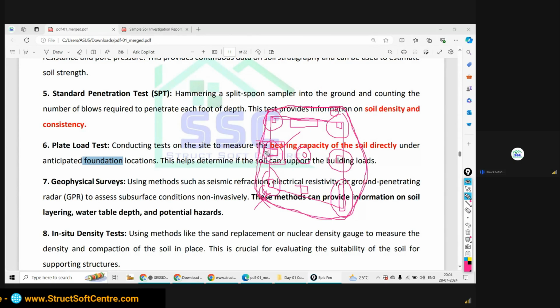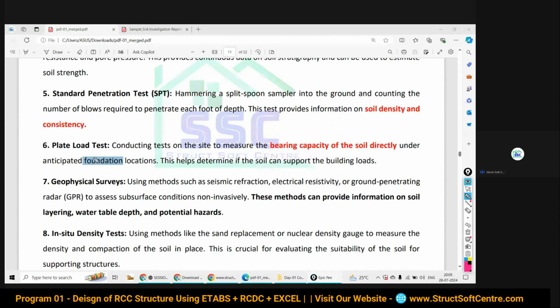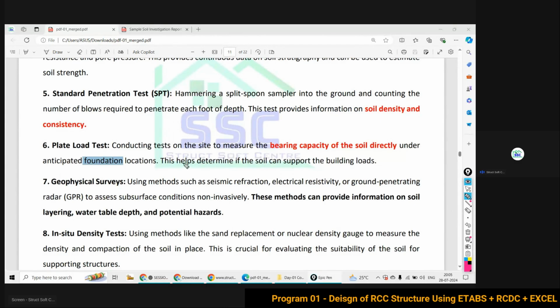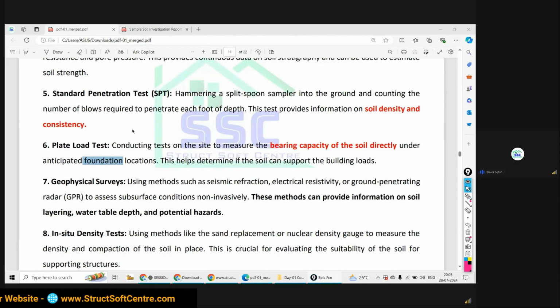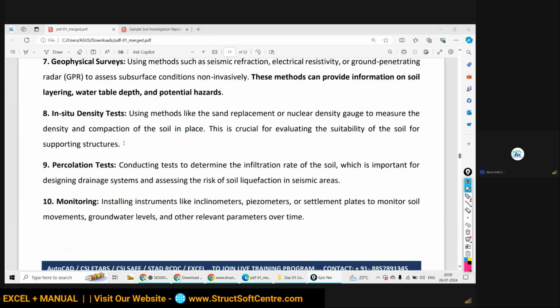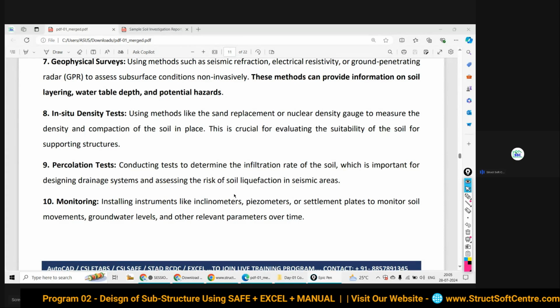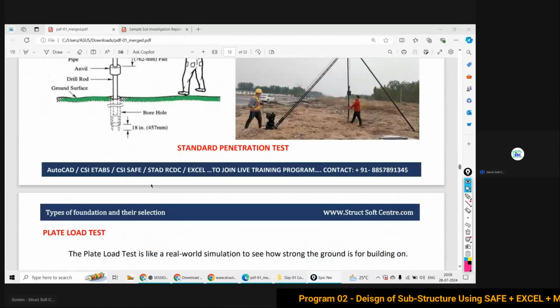Okay, so under the anticipated foundation location plus anticipated loading, we are going to do the exploration, right? So this helps to determine if the soil can support the building loads. It means that after doing this plate load test, we will come to know whether our soil is capable of carrying the load or not. All the methods are listed here, you can go through it, and you may find some other methods in different books. So I tried my best to cover all the methods.